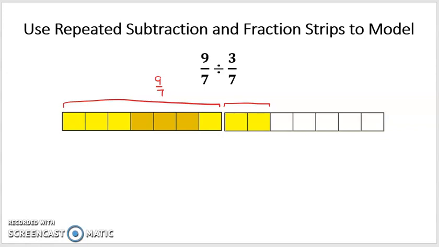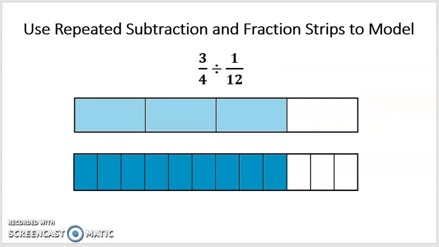So, we start subtracting. If I take away 3/7 there, take away another 3/7, and finally a third 3/7, I can subtract 3/7 3 times from my 9/7. So 9/7 divided by 3/7 equals 3.